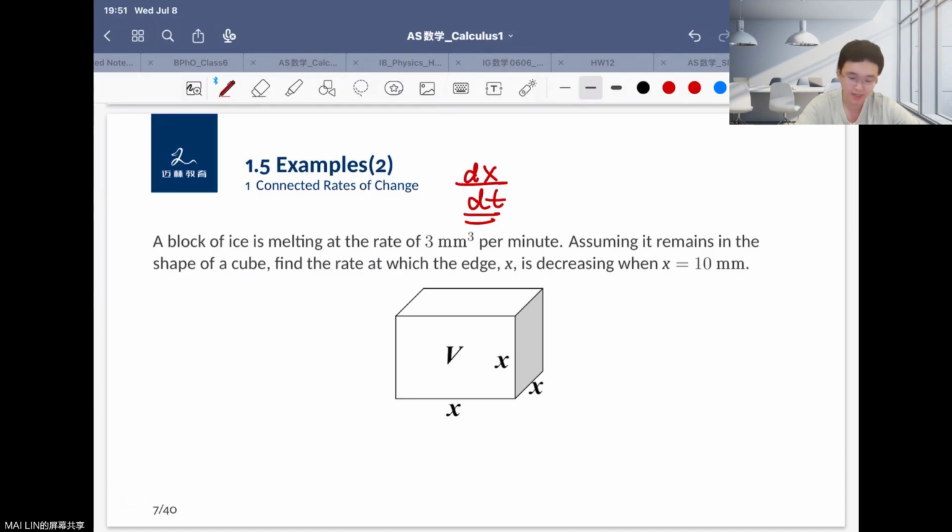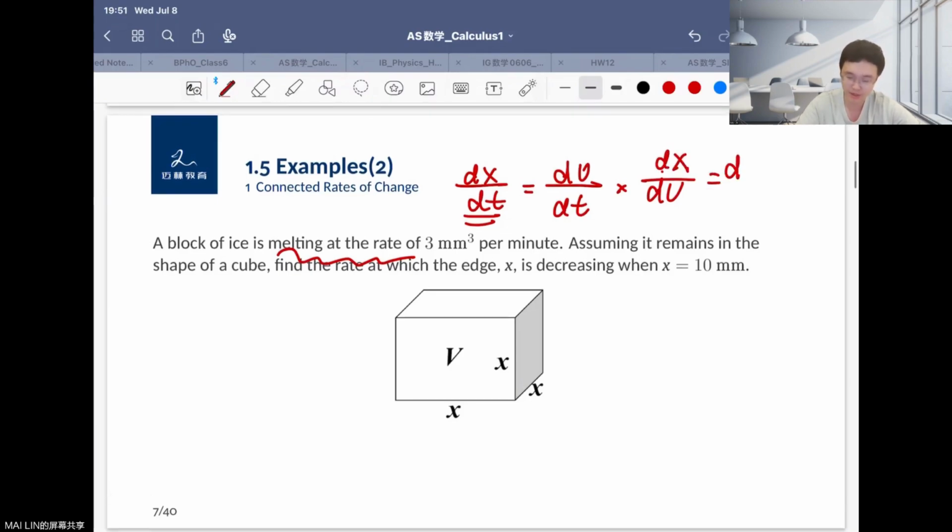Here the ice is melting at a rate of 3 mm³ per minute, right? So maybe we can calculate dV/dt first. But we want to make the equation balanced, so we have to multiply by dV and dx. So this can be transformed into dV/dt times 1 over dV/dx, right?